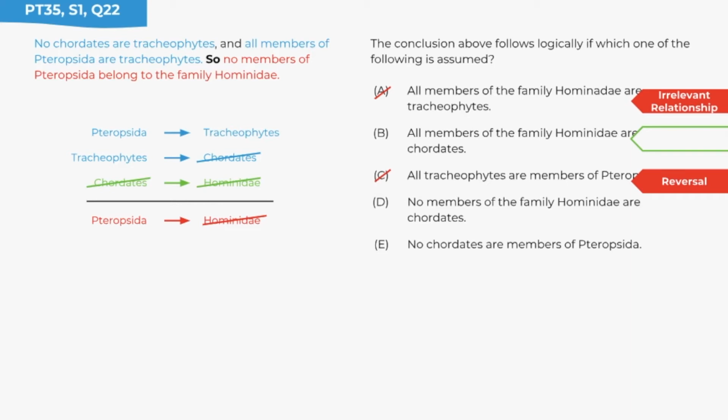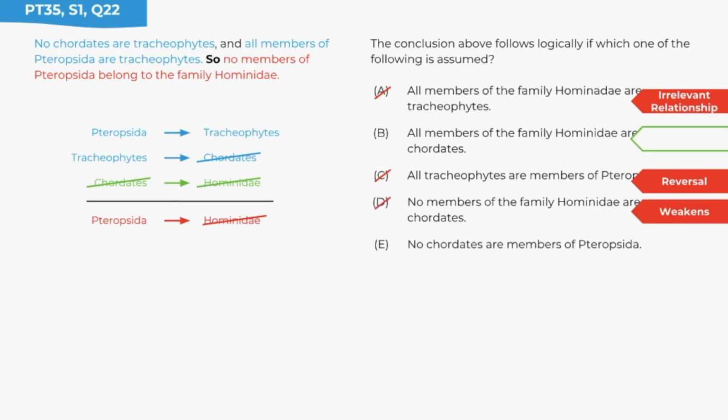If you were to put this in an if-then form, it would say if something is a Hominidae, then it's not a chordate. But we were looking for if something is a Hominidae, then it is a chordate. So answer choice D, while it's connecting the right terms, it does it in a way that actually undermines the argument. This is weakening it. Let's get rid of it.